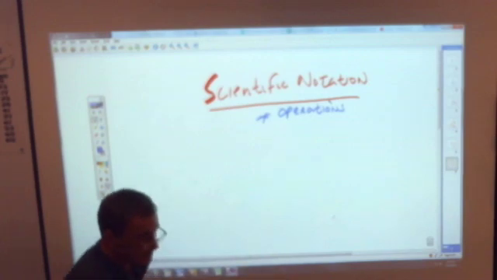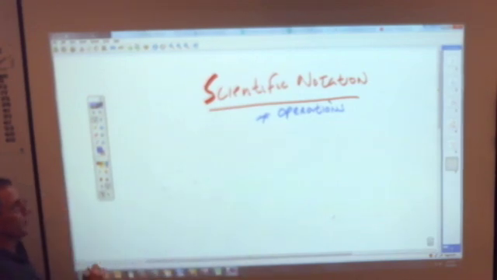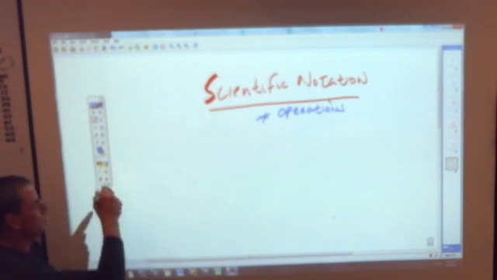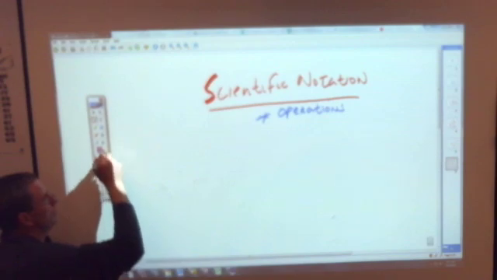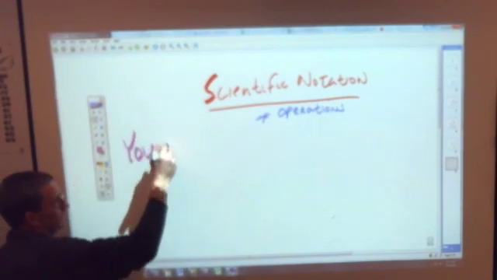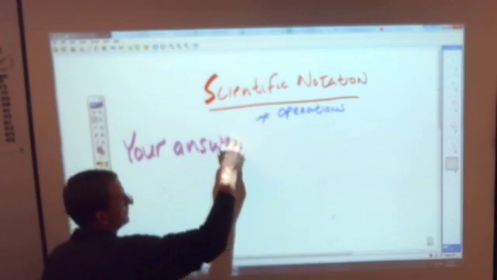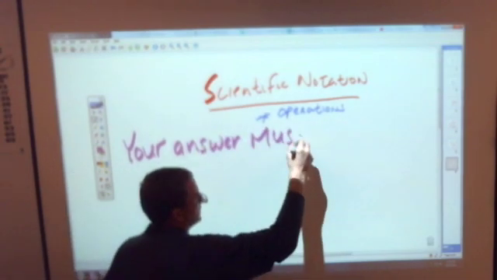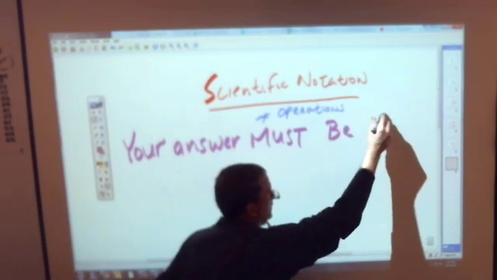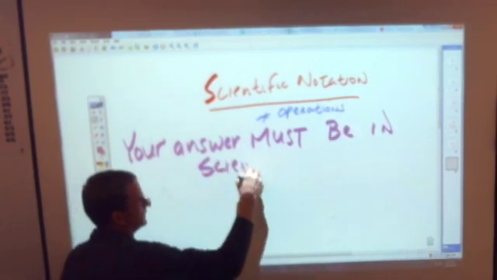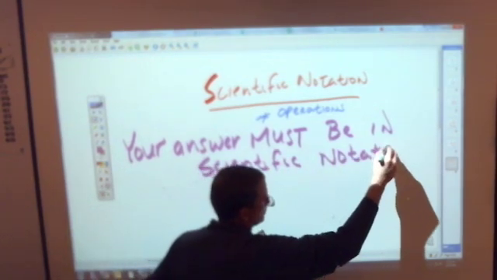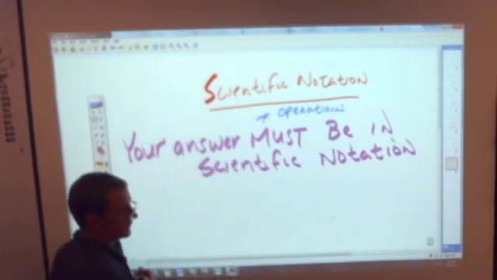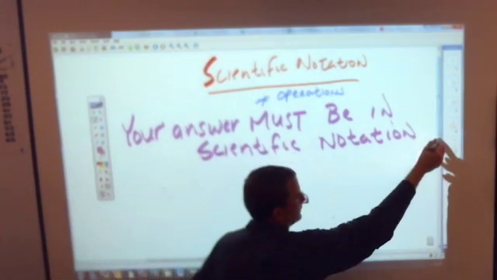And the one thing that you must realize is, when they give you a problem in scientific notation, write this in big letters: your answer must be in scientific notation. Because that's where most people go wrong. They do everything right except the end. They leave their answer in a form that is not scientific notation.